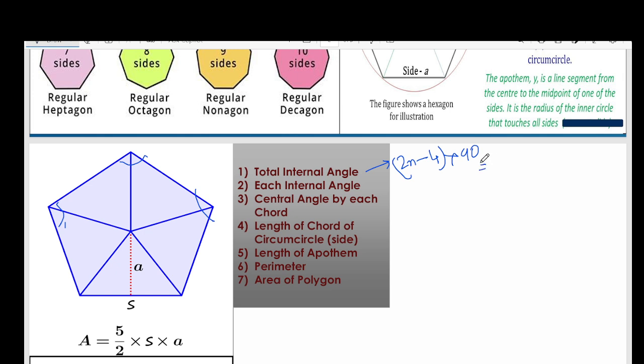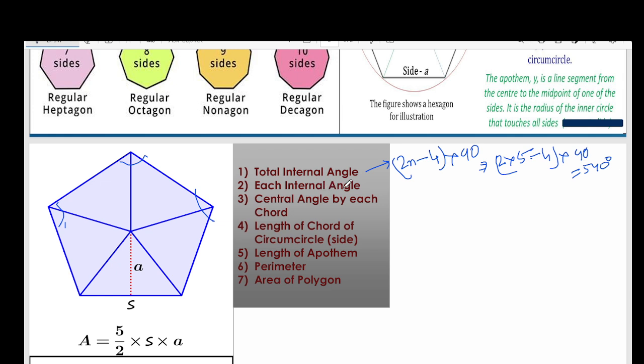So what will be the value? 2 into 5 minus 4, into 90, means 6 into 90. This will give you 540 degree total internal angle for a pentagon. Similarly for a triangle, 2 into 3, 6 minus 4, 2 into 90, 180 degree.